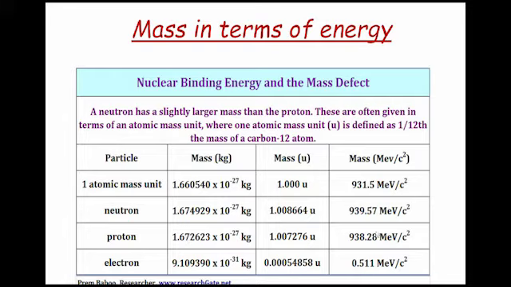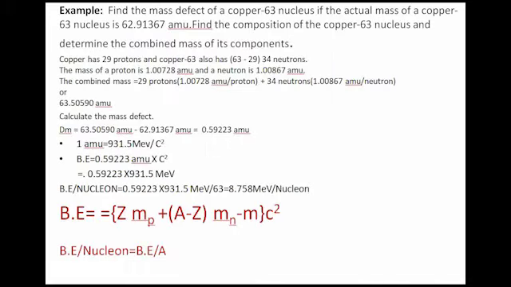So mass equivalent of electron is equal to 0.511 MeV by c square. The proton and neutron masses are approximately equal to 1000 MeV by c square. They are in the order of 1000 MeV by c square, but we know that the electron mass is in the order of 0.5 MeV by c square.